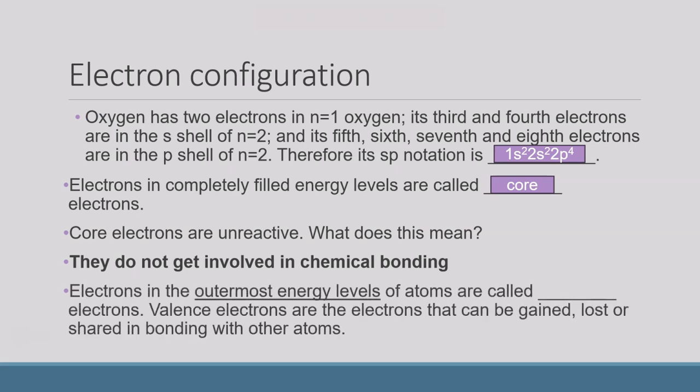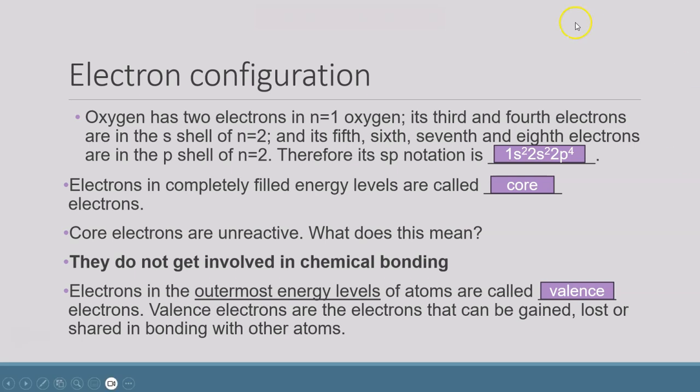But electrons in the outermost energy levels are called valence electrons. Valence electrons are the number of electrons in the outermost energy level, and those electrons might be gained, they might be lost, or they might be shared in order to create bonds with other atoms. And we're going to learn more about the types of bonds that can exist.